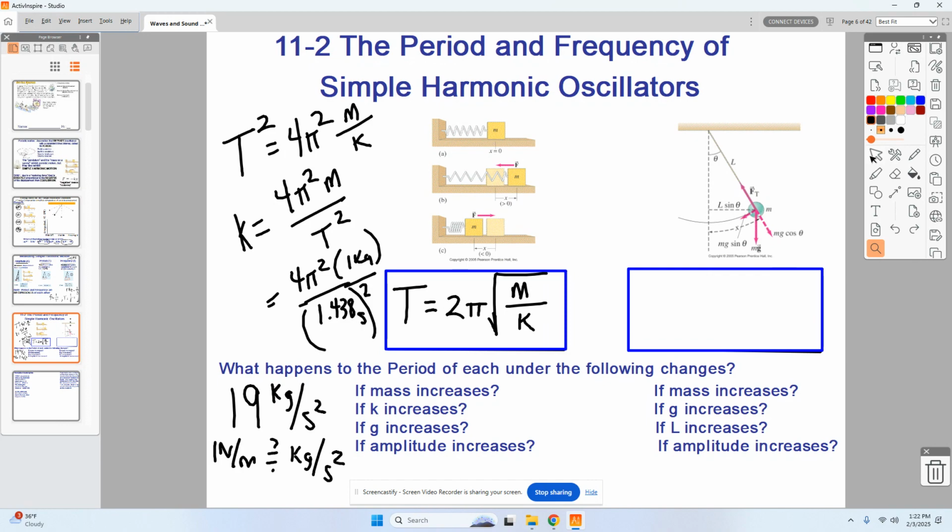The equation for it. T is equal to 2 pi. Anytime you see a pi, that means it's related to circular motion. Probably easier to understand how that's a part of a circle than it is the mass on a spring. But all of these things are related to circular motion.